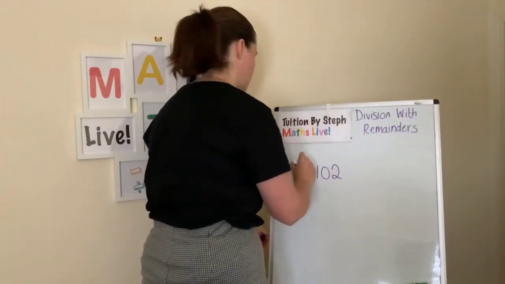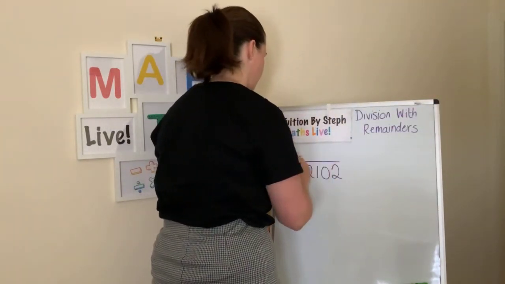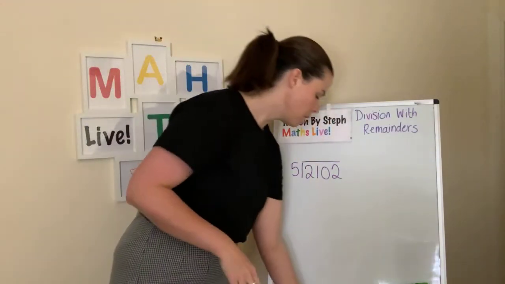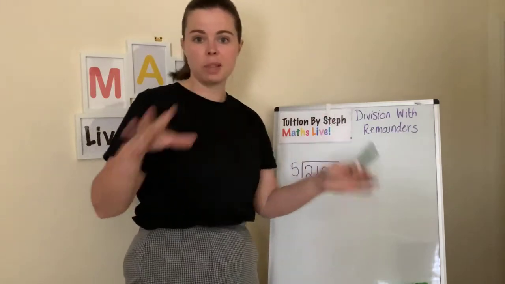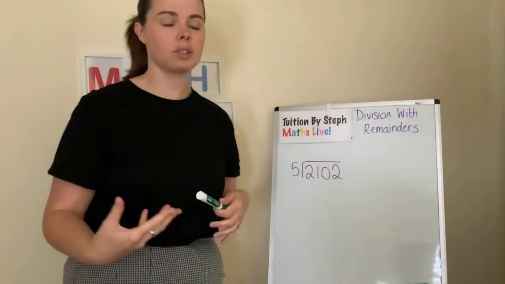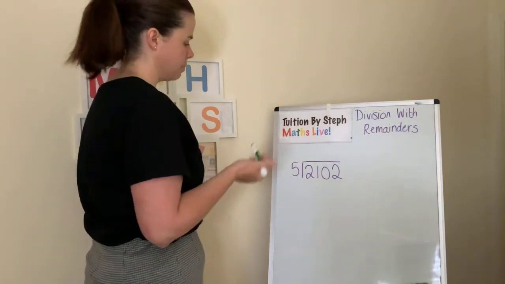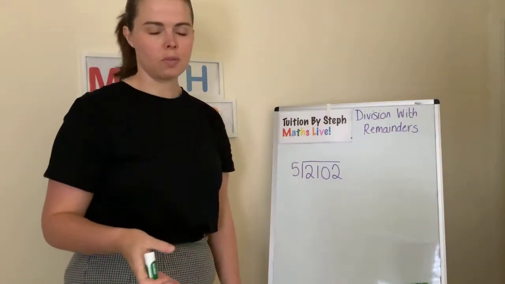2,102 divided by 5. If you missed yesterday's lesson, remember it's on the page, it's on YouTube. Feel free to catch up. This is a completely different lesson, so you don't need to take the skills forward from yesterday, so don't panic, okay? Right, we know how to do bus stop division with short division.